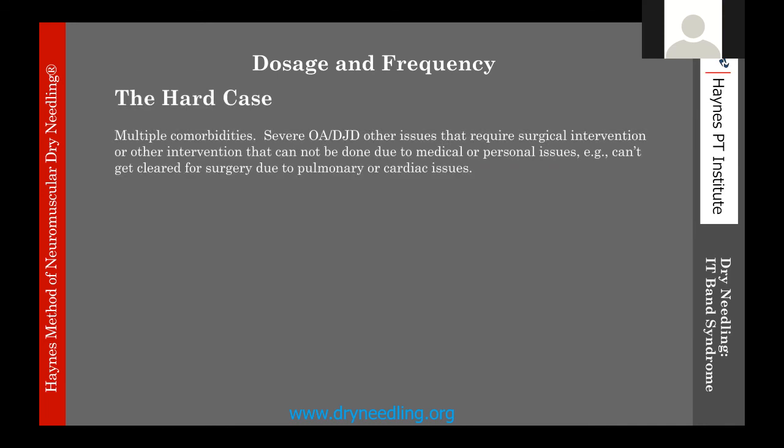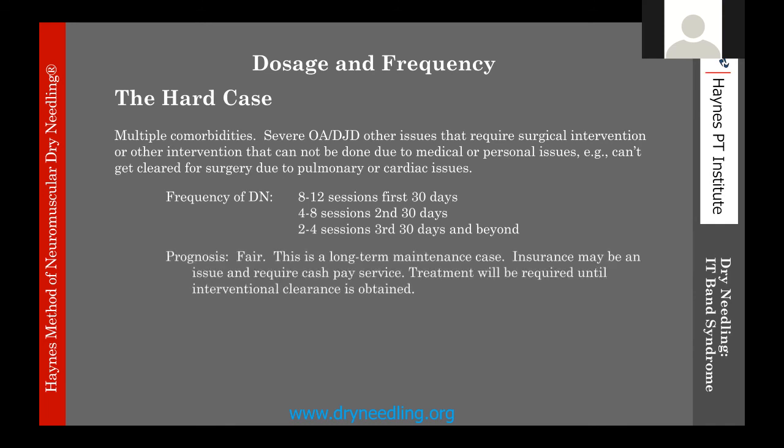Then lastly is the hard case. Here there are multiple comorbidities. There's severe OA or DJD. There are other issues that really require surgical intervention, but say maybe they've got some pulmonary or some cardiac complications that they just can't have that clearance. Here, the frequency of dry needling is 8 to 12 sessions for the first 30 days. There may be another 4 to 8 for the second 30 days and 2 to 4 sessions for the third 30 days and beyond. And so we're going to be honest on what this is.